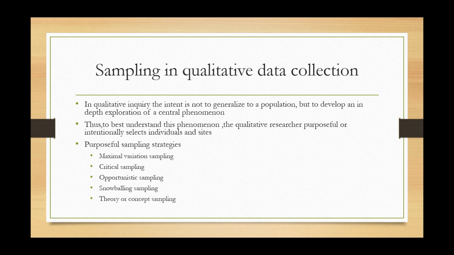Thus, to best understand this phenomenon, the qualitative researcher purposely or intentionally selects individuals and sites. So the selection of individuals and sites is done purposively. In quantitative research, the focus is on random sampling, but in qualitative research, there is what we call purposive sampling.